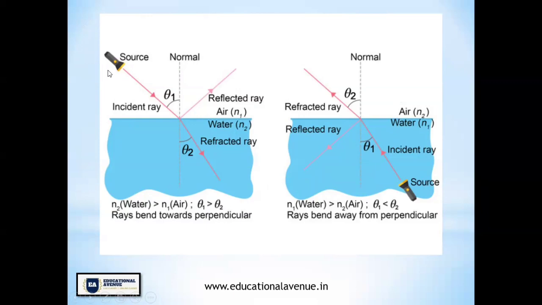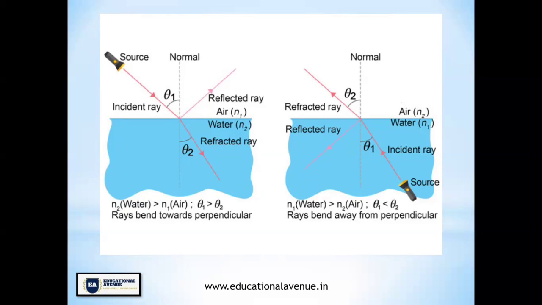You can see when the light is getting incident on a surface, three things are happening. Like three rays you can see in this figure. Incident ray: when light is moving from the source to a surface, that ray of light will be known as the incident ray.